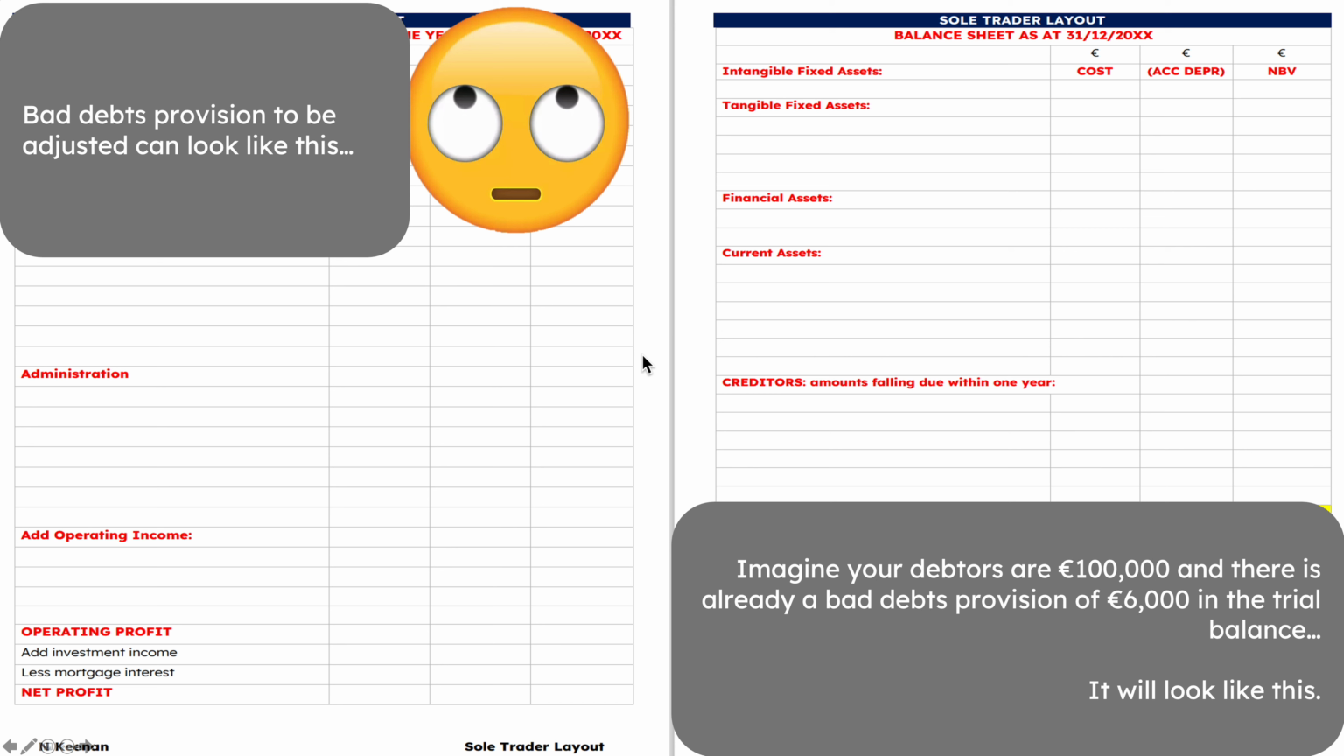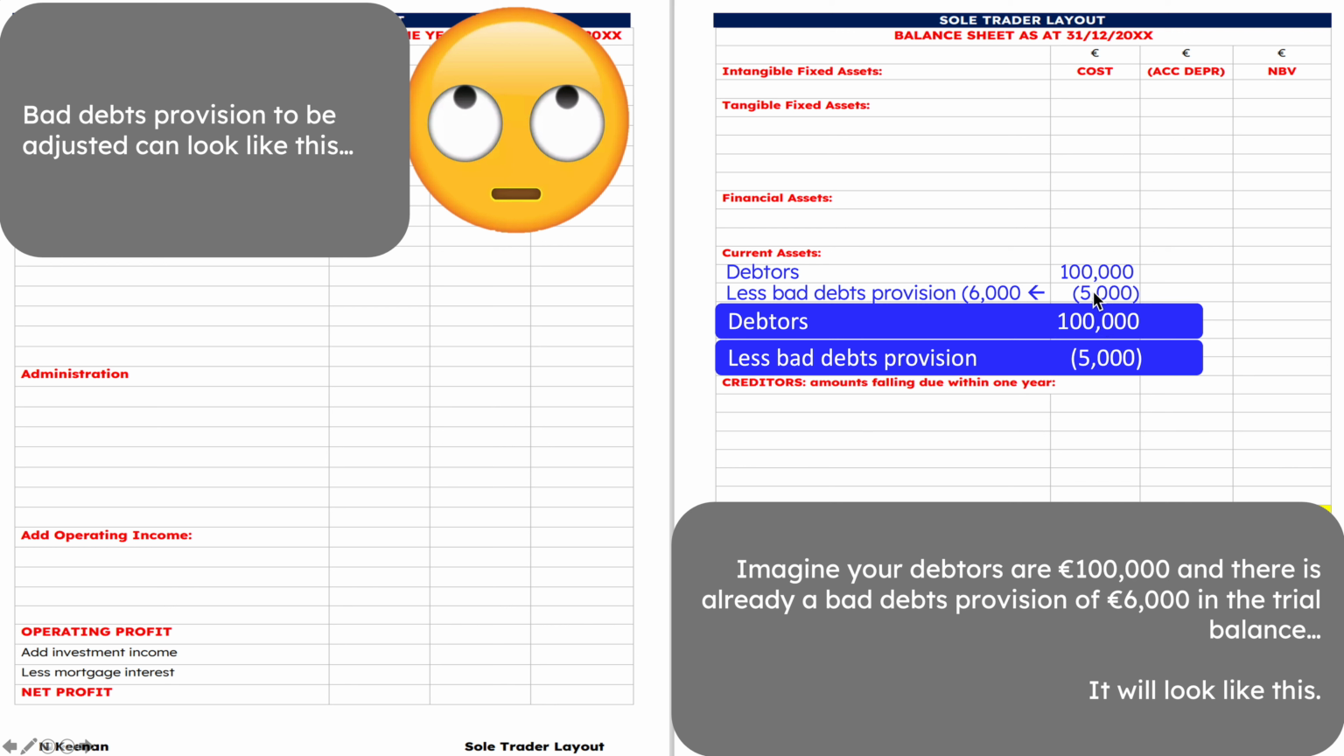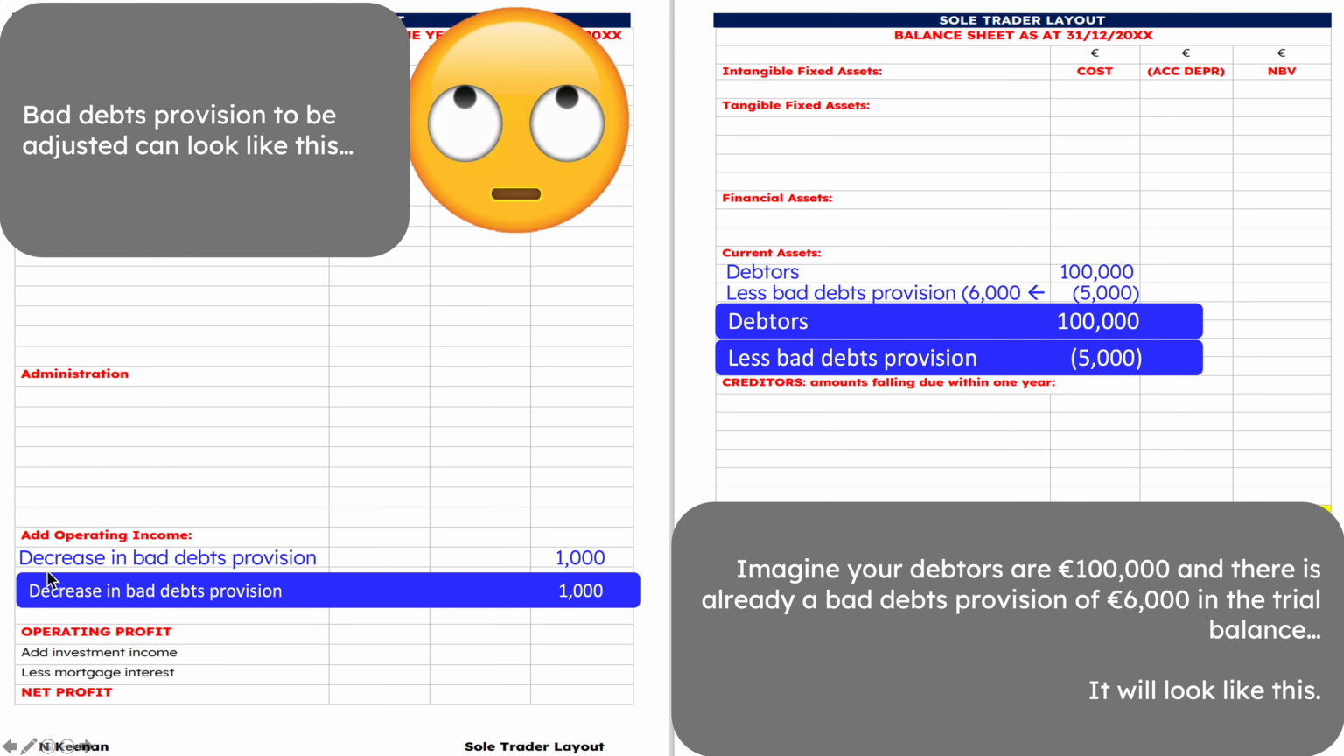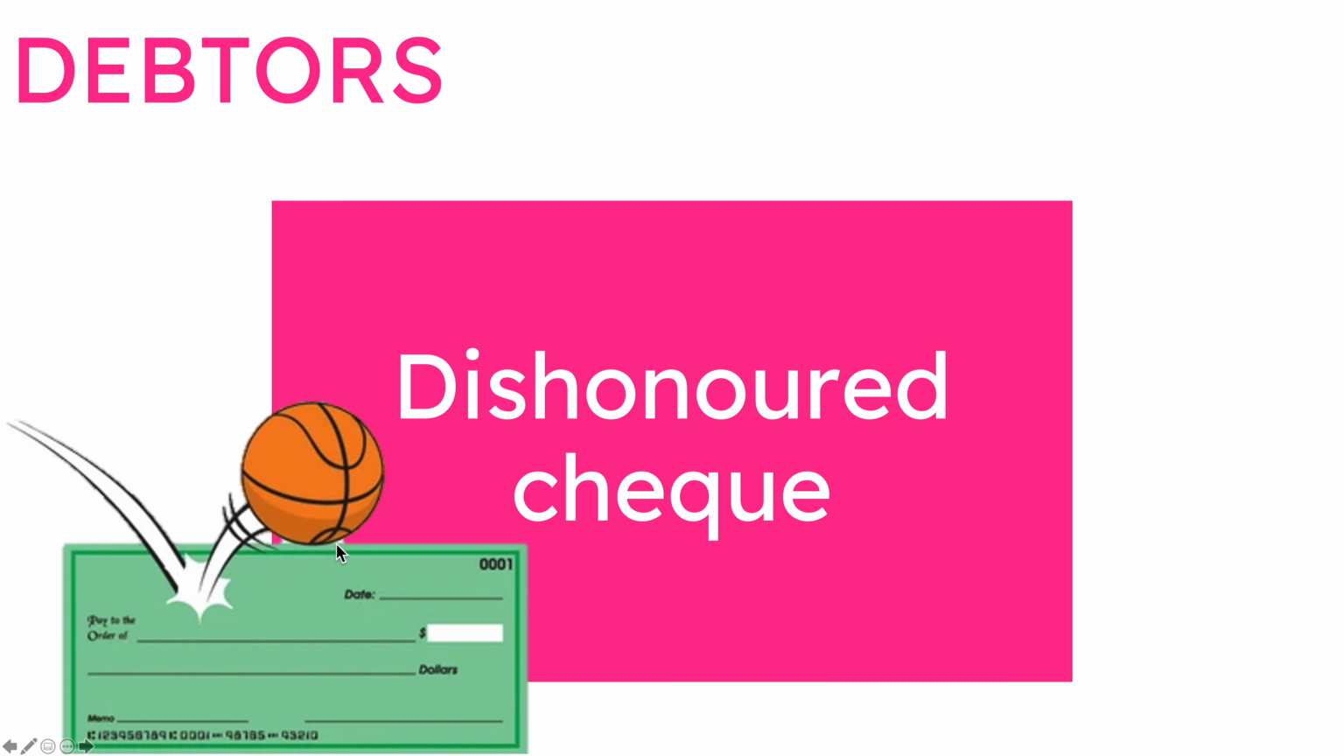But imagine that you were to adjust it, and imagine your debtors are 100,000 and there's already a bad debts provision of 6,000 in the trial balance. And then obviously we're adjusting it to 5%. It'll be 100,000 minus 5%, but we compare it to the 6,000 that was in the trial balance, and that is going to be a decrease in bad debts provision, €1,000 there in operating income. So that is a really good situation there.